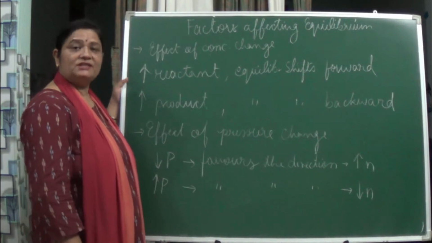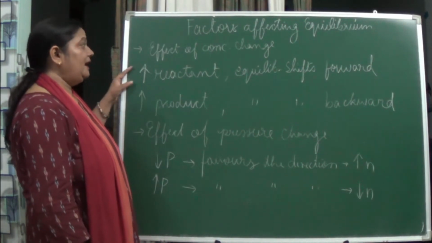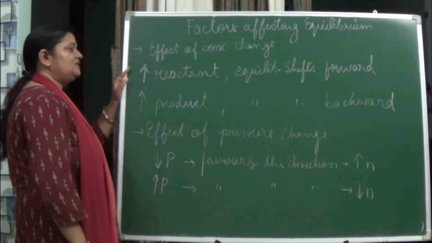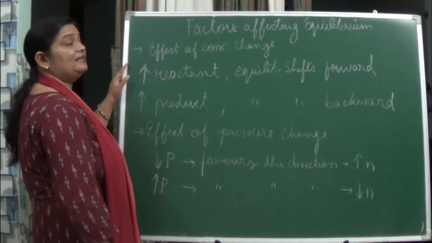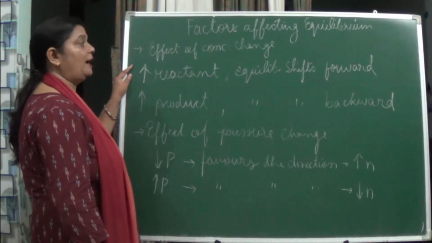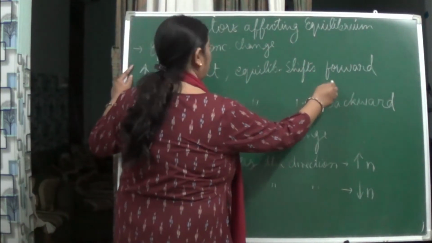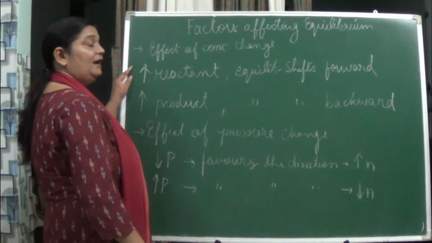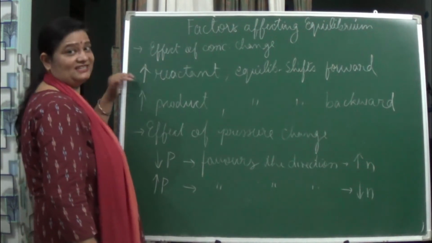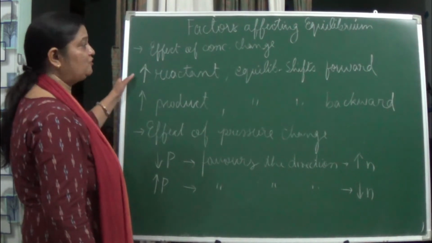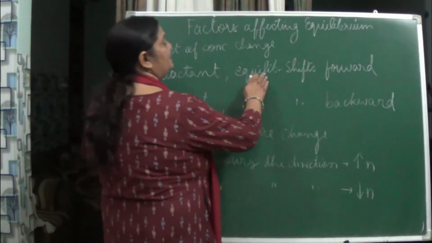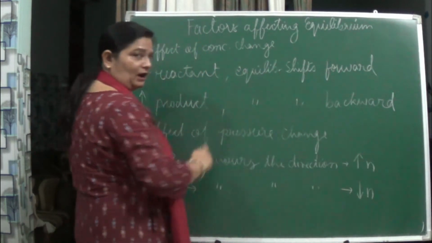The concentration change. If the concentration of the reactant is more, what happens? The equilibrium shifts towards the forward direction. If the concentration of the reactants is less, naturally what will happen? Equilibrium will shift towards the backward direction.